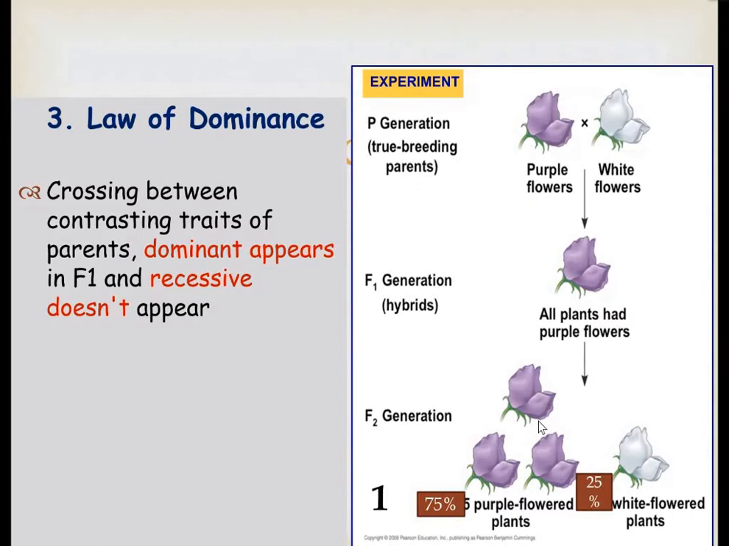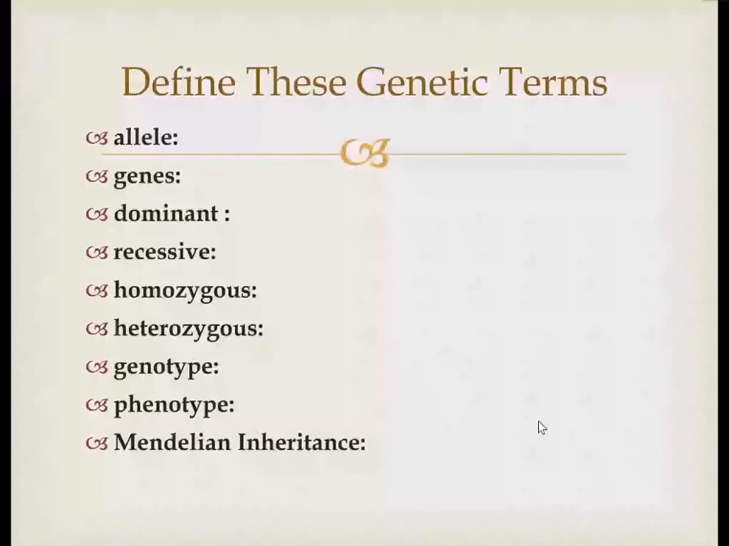These are the terms which we have already studied. You have to know about alleles, gene, dominant gene, recessive gene, homozygous, heterozygous, genotype, phenotype, and next, the 3 different laws, Mendel's laws.